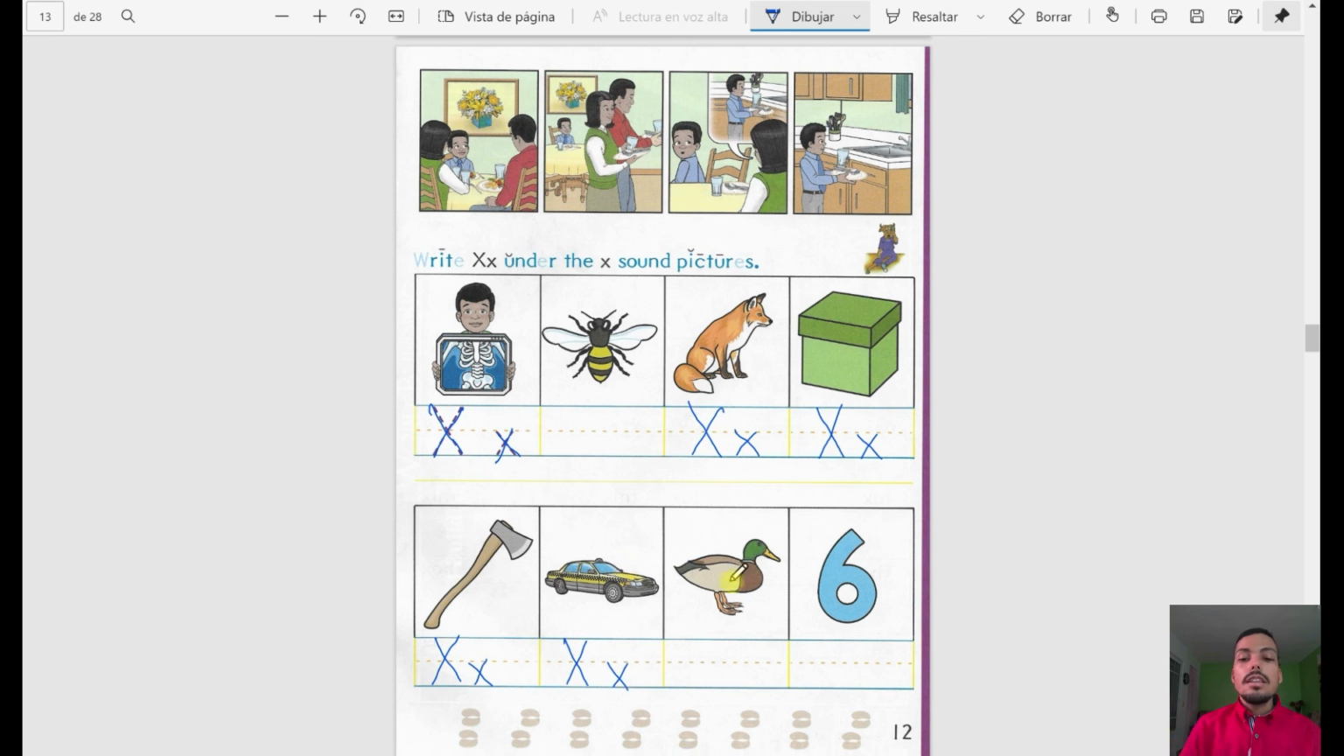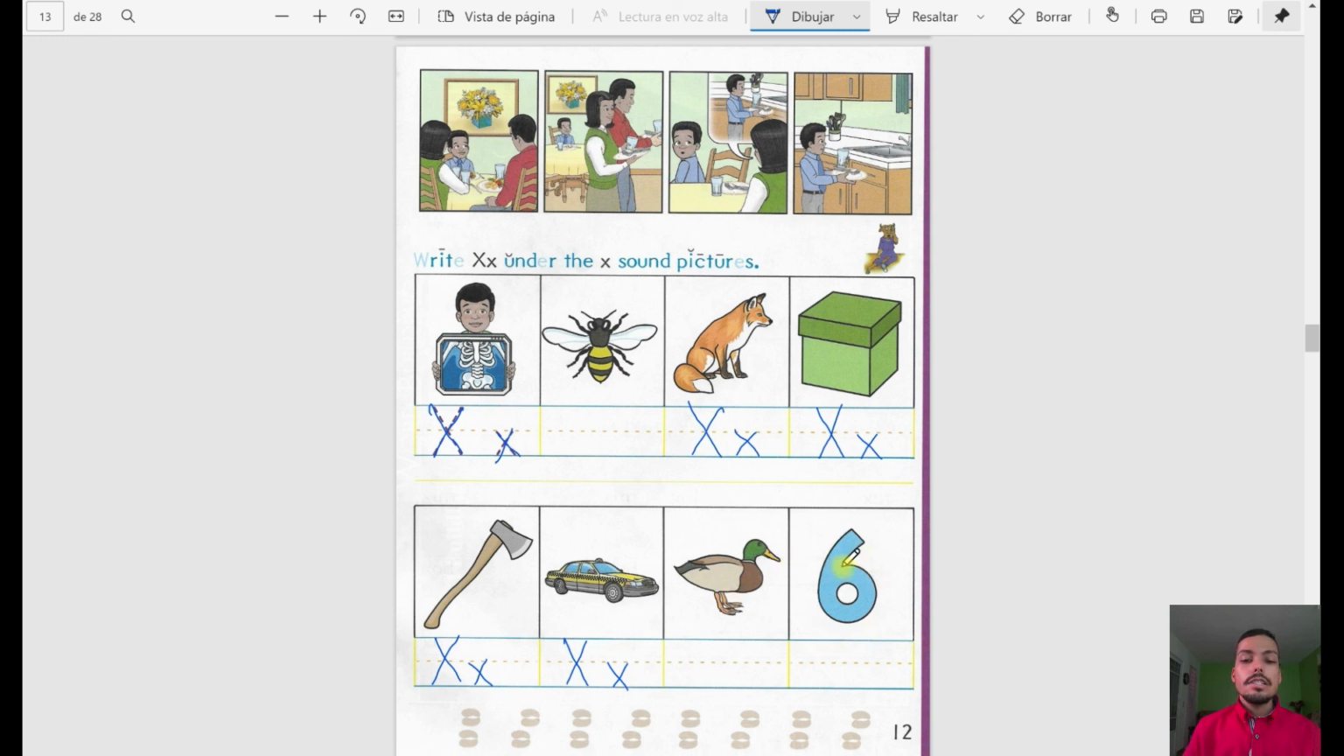Very good. The next one here, this is a duck. Duck has the sound X. Duck, it has the sound? No, very good, it doesn't have it, so we have to leave it in blank, okay? We don't write the letter X.